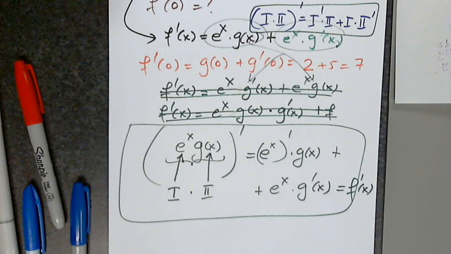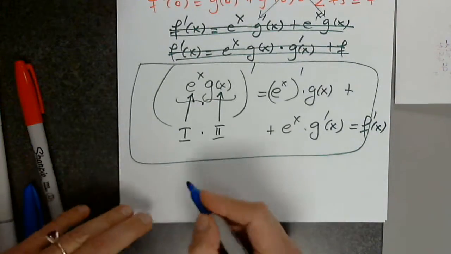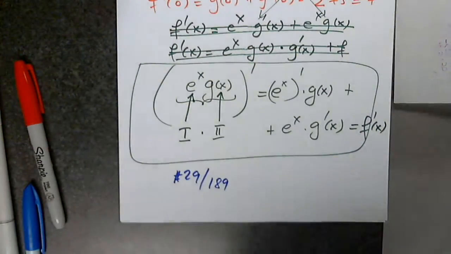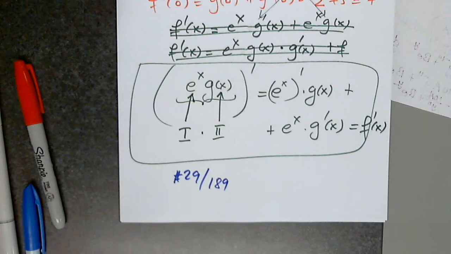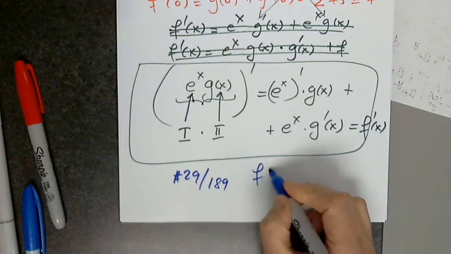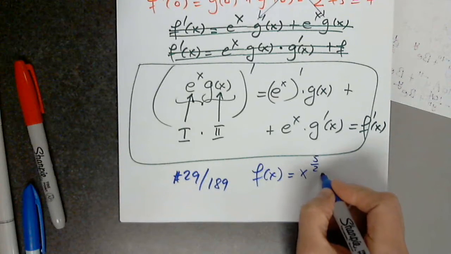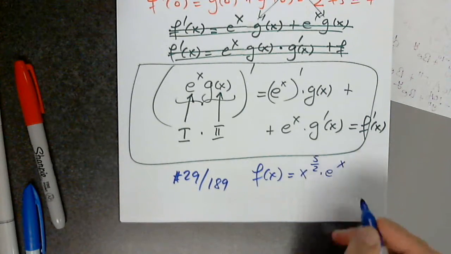I got one more. Yes. 3.1, so that's page 189, number 29. So 29 on 189? Yes. Perfect. 189, 29. I see it. So it's f of x equals x to 5/2 multiplied by e to the x.